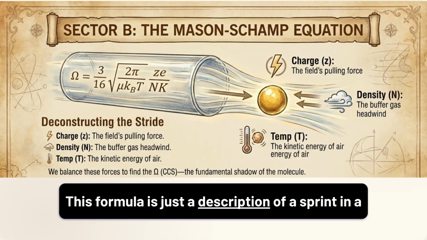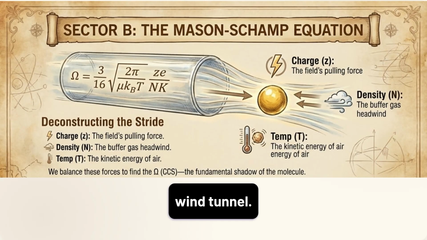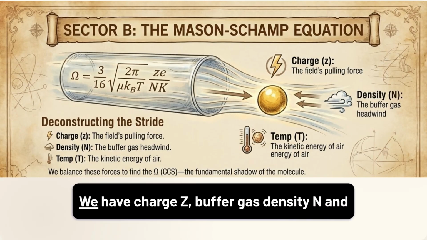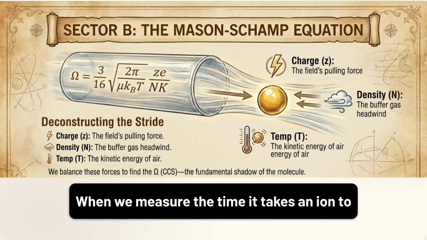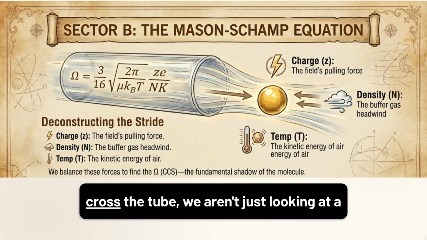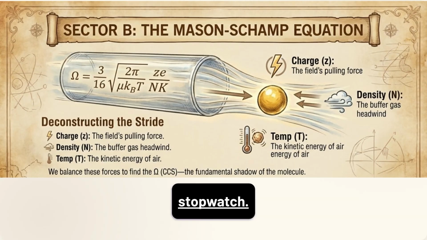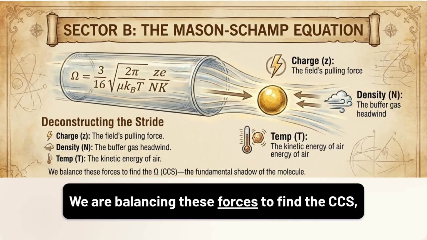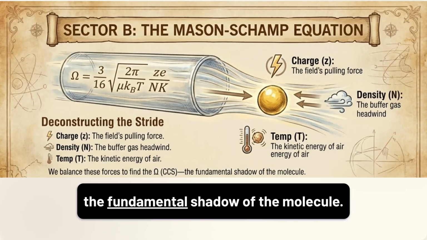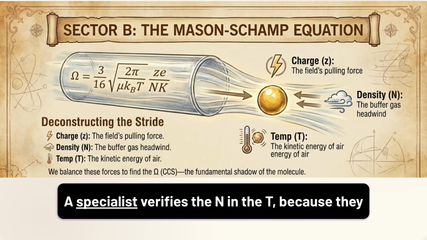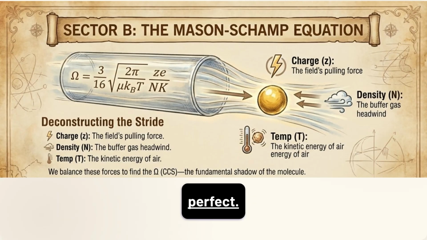This formula is just a description of a sprint in a wind tunnel. Look at the variables. We have charge Z, buffer gas density N, and temperature T. When we measure the time it takes an ion to cross the tube, we aren't just looking at a stopwatch. We are balancing these forces to find the CCS, the fundamental shadow of the molecule. A specialist verifies the N and the T because they know the math only works if the environment is perfect.